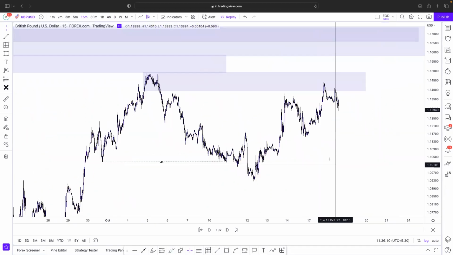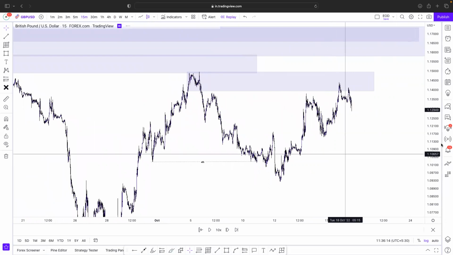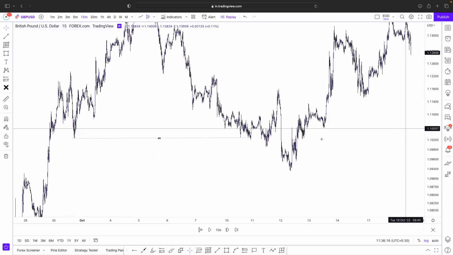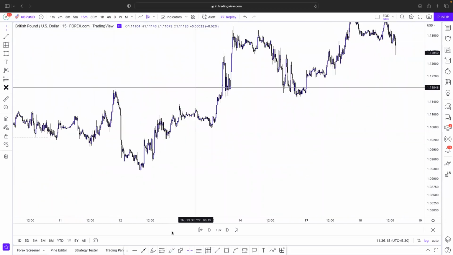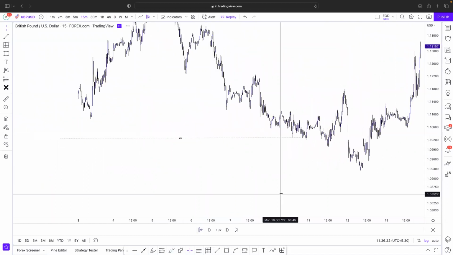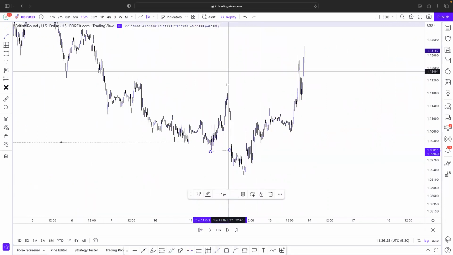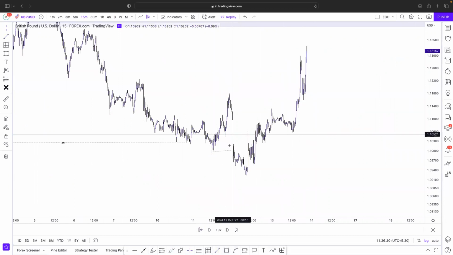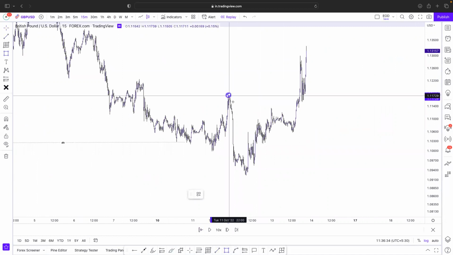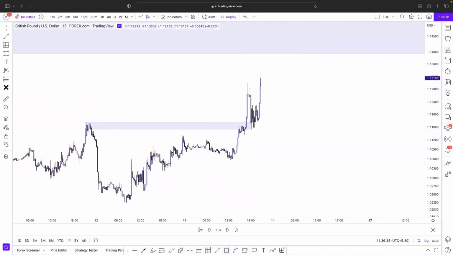So I have some rules and regulations for selecting the POI. Right now, if I were in the live market, if I bar replay it from this point and mark the 15-minute structure, we have this 15-minute supply, and we broke that supply, and it goes from this.